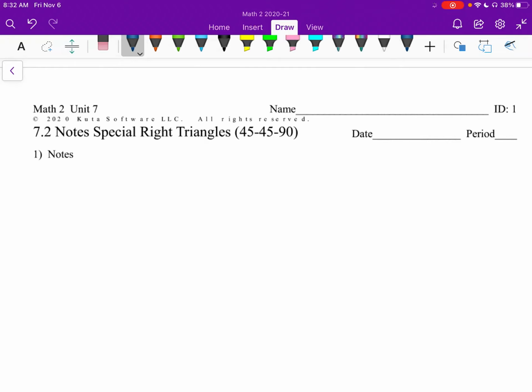All right, Math 2 7.2, special right triangles. And today we're talking about 45, 45, 90 triangles. So the 45, 45, 90 is talking about a right triangle with these two angles congruent. And if those are congruent, then it has to be 45 degrees on both of those.